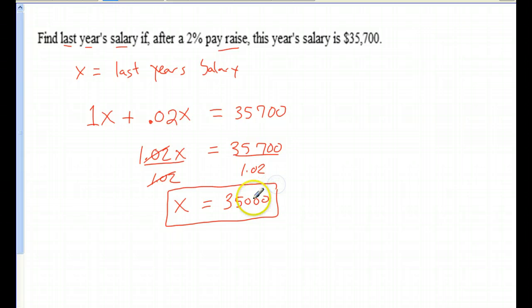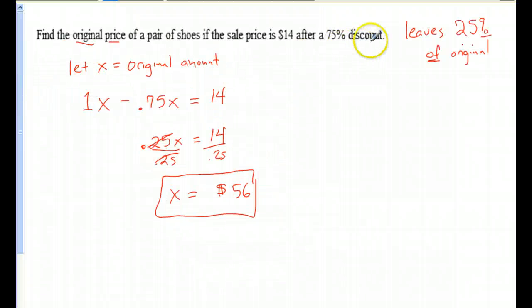Alright, now look at the difference between these. What was the number in front of x after I simplified? It was bigger than 1 when I had a raise. The last problem, a discount, the number in front of x is less than 1. Okay, and this will always be the case when you're doing problems like this.